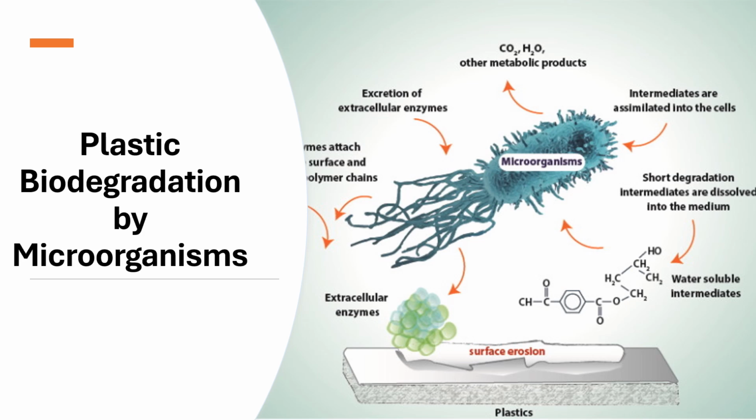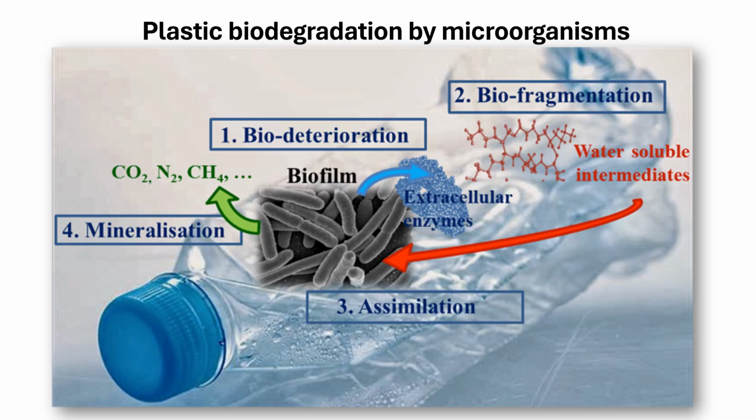In this video, we will discuss plastic biodegradation by microorganisms. Biodegradation of plastic occurs in four important steps. First one is biodeterioration, second one is biofragmentation, third one is assimilation, and finally the fourth one is mineralization.